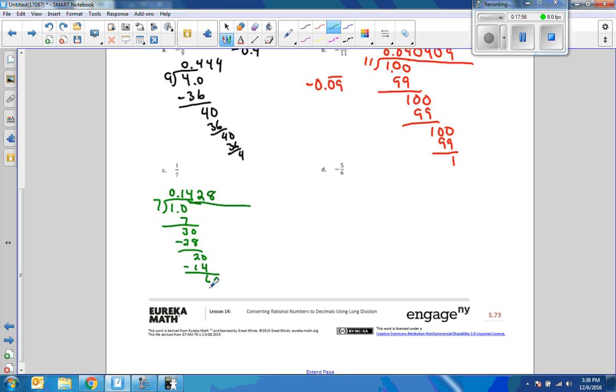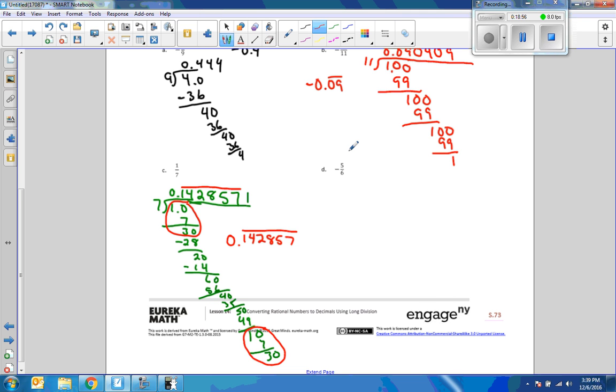7 times 8 is 56. 40. 7 times 5 is 35. 50. 7 times 7 is 49. 10. 7 times 1 is 7. 30. Now look what's happening. I always look for patterns. That's what math is all about. You add a 1, a 4, a 2, an 8, a 5, a 7. When I went to 1, notice I'm getting 10, 7, 30 again, and that's when I started with 10, 7, 30. So we know this is going to happen again. This is my first repeat. So the 1, 4, 2, 8, 5, 7 is the repeated portion. My answer is 0.142857, and that all will repeat if I continue.